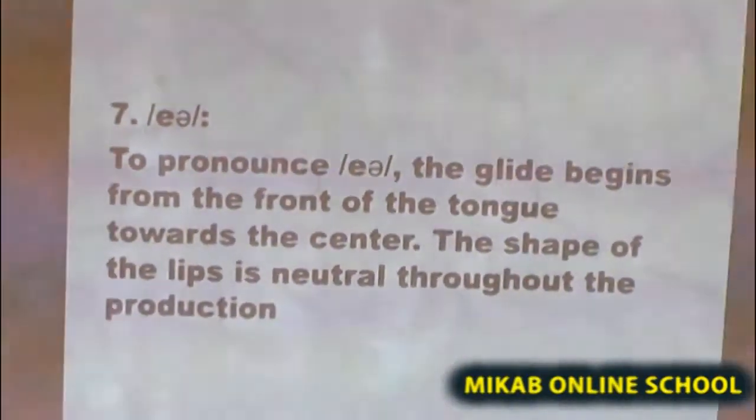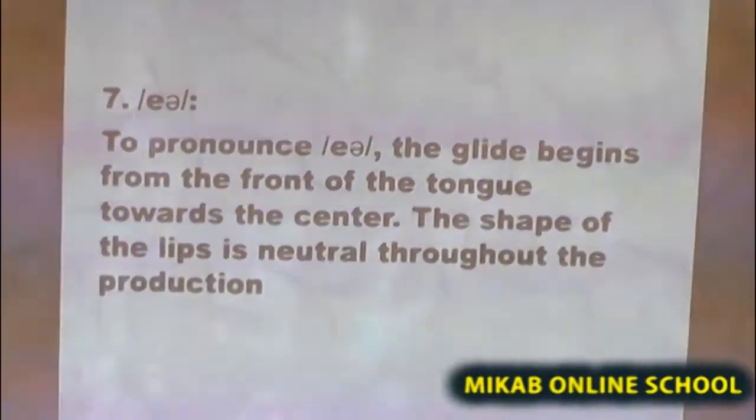The seventh one is pronounced as two sounds together. The first symbol is followed by a second. Now, to pronounce this sound, the glide begins from the front of the tongue towards the center. The shape of the lips is neutral throughout. Look at me. Now the shape of the lips is not a rounded one.